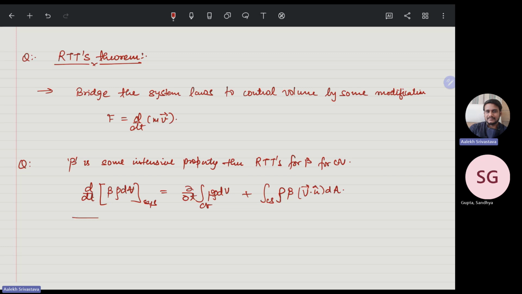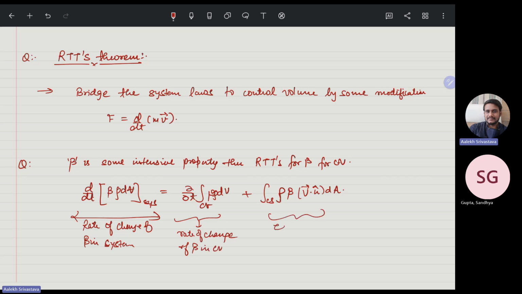So you know, this is the rate of change of beta in a system is equal to the rate of change of beta in the control volume plus the efflux going out of and coming into the control volume. So this is the expression.